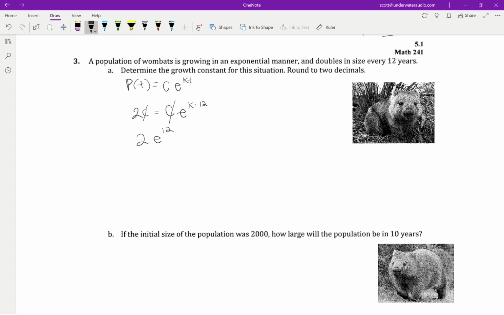Let me read my problem statement because I just started doing something and I'm not sure this is the right thing. It says determine the growth constant for this situation, rounded to 2 decimals. Okay, I was on the right track. That is good.